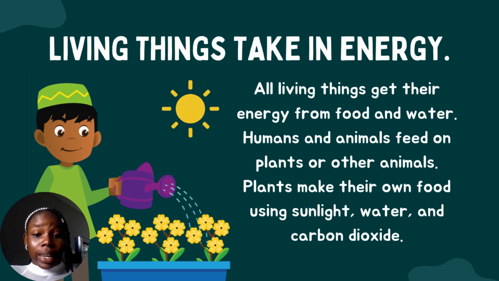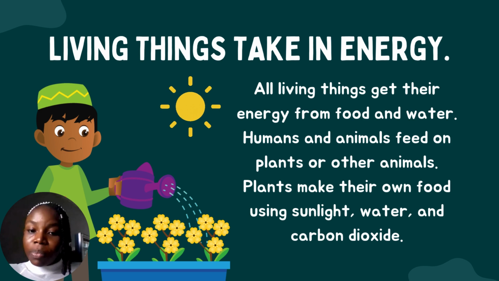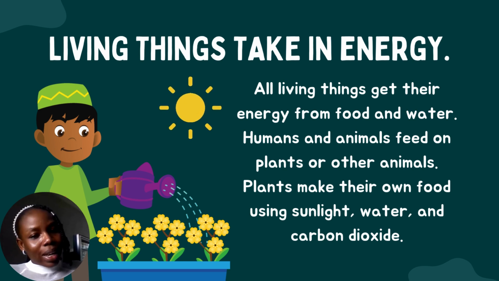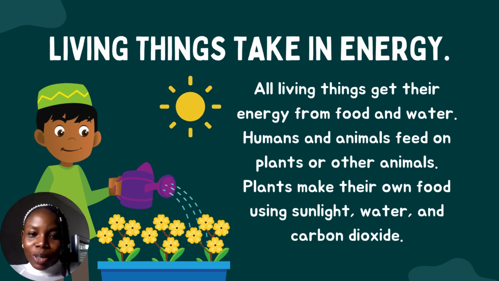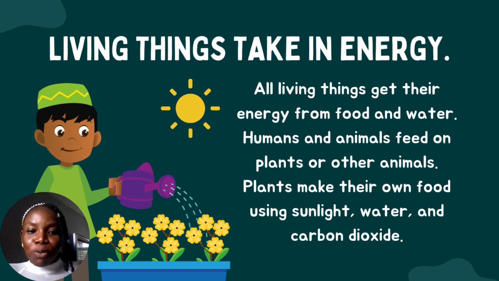Another one is that living things take in energy. All living things get their energy from food and water. And you know what supplies the food? The plants. Plants are the producers of food. Humans and animals feed on plants or other animals. Plants make their own food using sunlight. You can see sunlight on your screen. They use this sunlight to produce their own food through the process called what? Photosynthesis. Animals depend on the food manufactured by plants for their survival. So all living things take in energy either directly or indirectly.